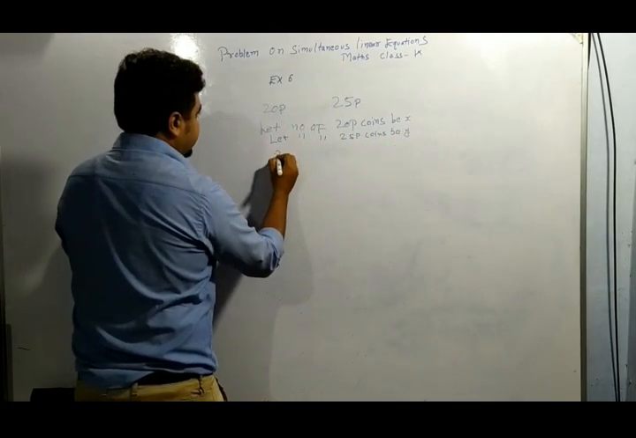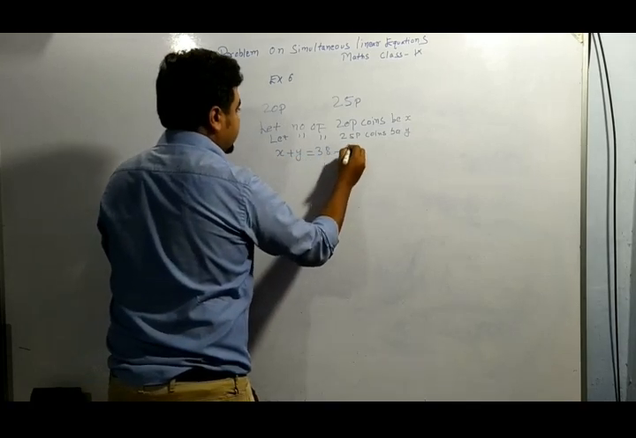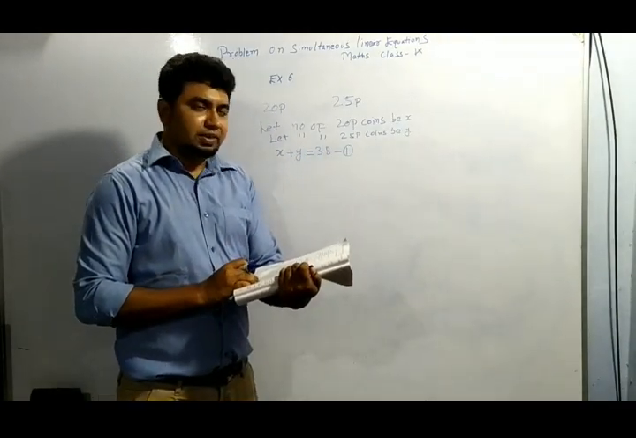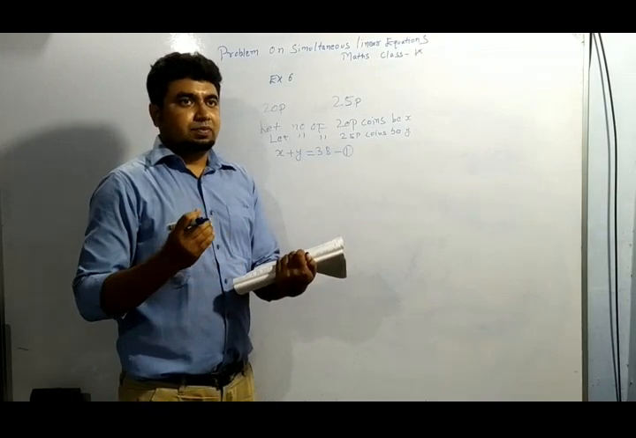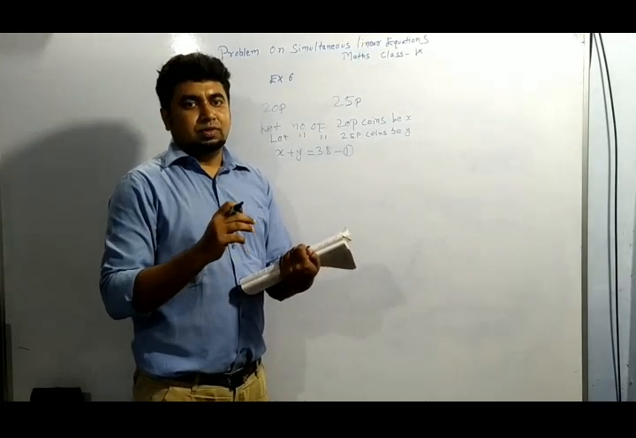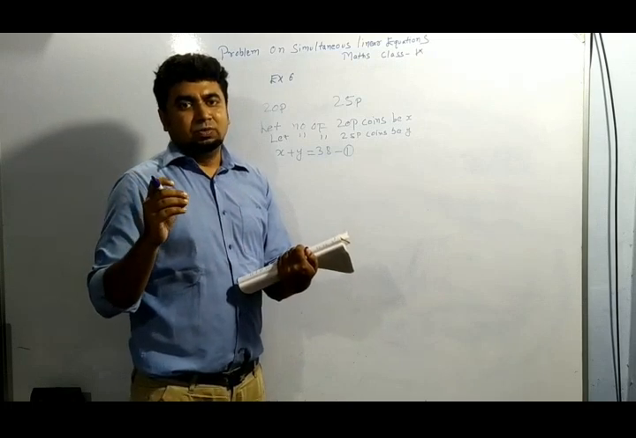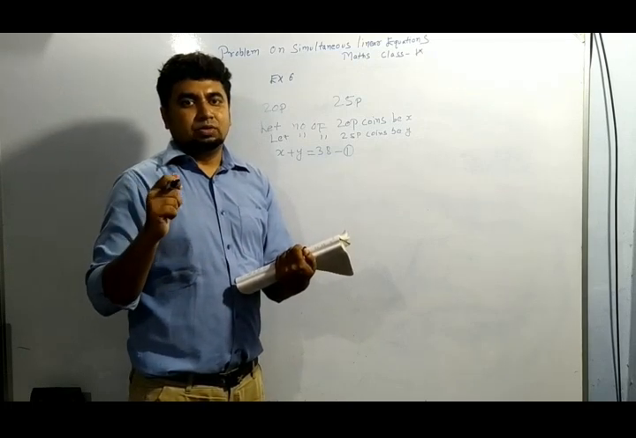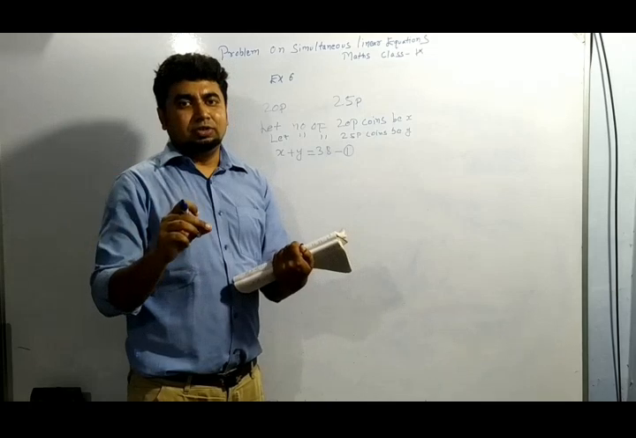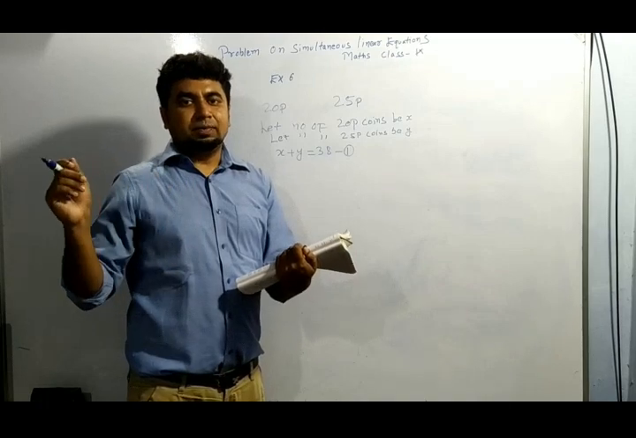Now what we have to do? x plus y is equal to 38. This is the first equation. Now the second equation is, the total value of the collection is 8.5 rupees. Suppose I have 5 one-rupee coins, so 1 into 5 is 5 rupees. Suppose I have 10 two-rupee coins, so 2 into 10 is 20 rupees. The denomination of one coin is 2, and 2 will be multiplied by the number.